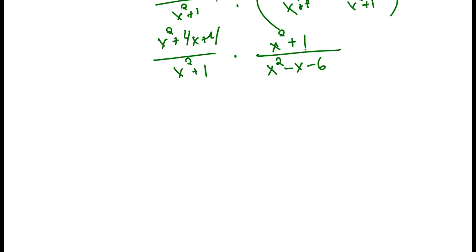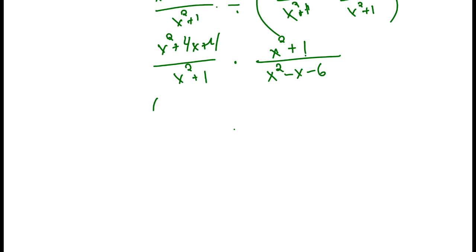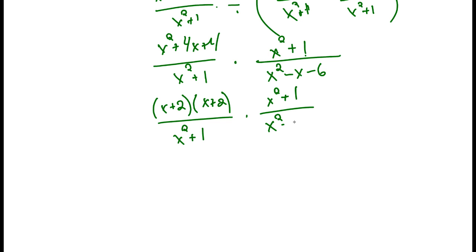How do I factor x squared plus 4x plus 4? Well, that's x plus 2 times x plus 2, because 2 times 2 is 4, and 2 plus 2 is 4. X squared plus 1 cannot factor. This is not the difference of perfect squares. X squared plus 1 does not factor over the real numbers, so I'm not going to touch that. This trinomial in the denominator over here factors into x minus 3, x plus 2.